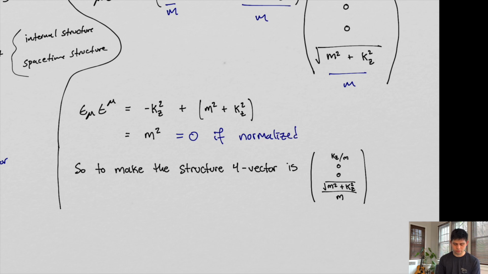Right, so that's what the normalization means. And so what we get, to make the structure 4 vector, we get this. Notice if we're massless, then there really is no 4 vector, because you can't divide things by 0. That's something interesting to note, and something we'll get into later.